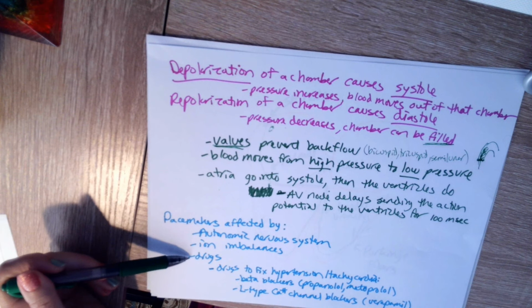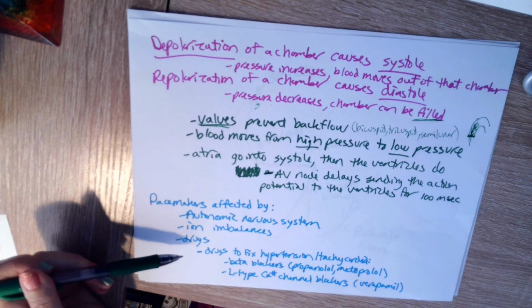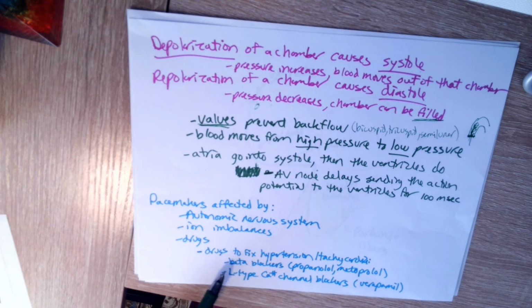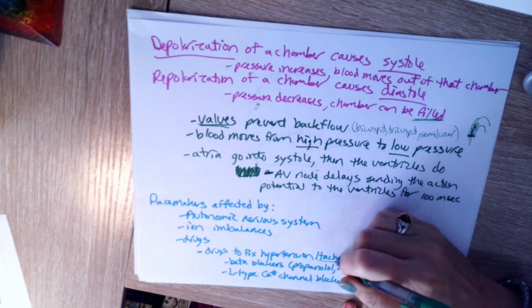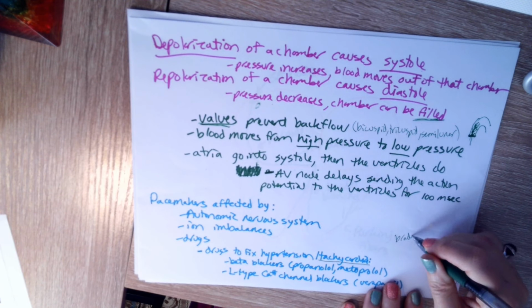Various drugs can affect your pacemaker activity, some on purpose, some not so on purpose. So let's say your heart rate is too fast, that tends to lead to high blood pressure. Or if you just have high blood pressure and you need to lower your blood pressure, if you slow down the heart rate, you can lower your blood pressure that way. A fast heart rate is called tachycardia, where a slow heart rate would be called bradycardia.